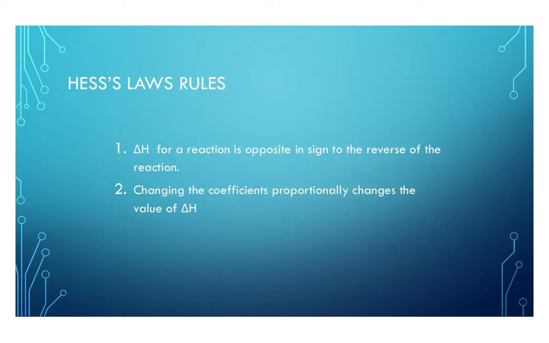So there are two basic rules for doing this. Basically, we can take our known reaction and reverse it. If we do, the delta H just changes to the opposite sign. We can also take a known reaction and multiply or divide its coefficients, so multiply all the coefficients by 2 or 4, or divide them all by 2, etc. What that does is proportionally change the value of delta H. So if we double all the coefficients in the known equation, we then double the delta H, for example.